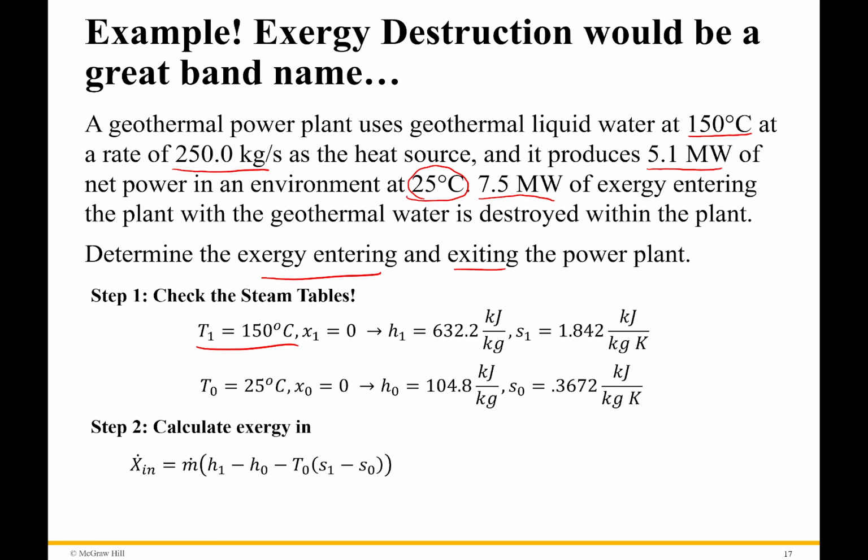So it doesn't mention anything about kinetic energy. It doesn't mention anything about potential energy. So I'm just going to assume that all I have here is my difference in enthalpy and my difference in entropy. I know all those values. I know the mass flow rate, so I can plug it in. And I get that 21.98 megawatts of Exergy is entering this plant. That's not the amount of energy entering, it's much more, but this is the fraction that I can actually do work with.